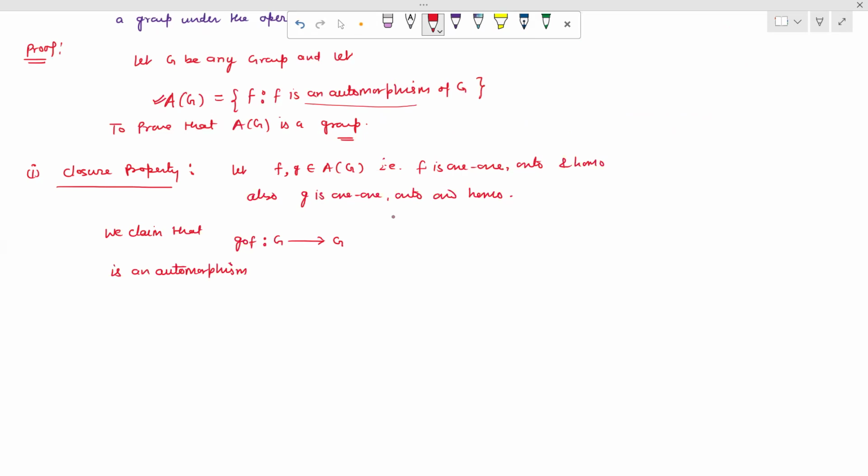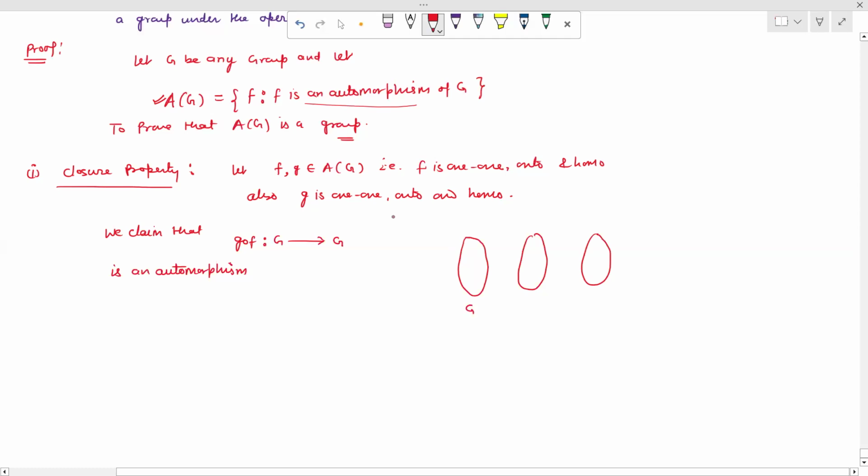So for proving that G composition F is an automorphism, we shall prove that G composition F is one-to-one, G composition F is onto, and G composition F is a homomorphism. Here we have a group G, and we define F from G to G, and G from G to G, and from this we can define G composition F from G to G also.